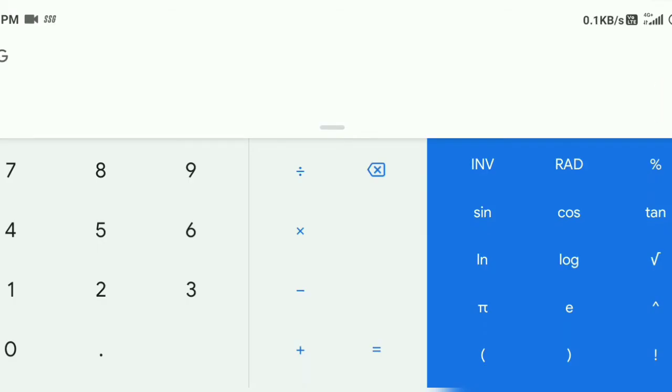Let's verify the answer in calculator. 1650 into 6%, and the answer is 99, which we have already got by calculating.